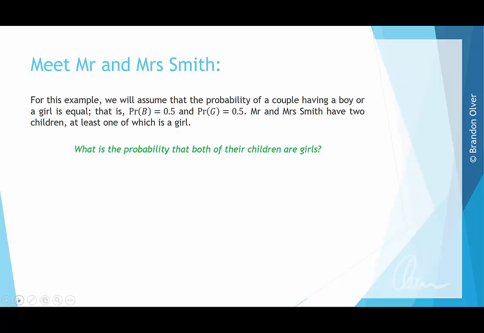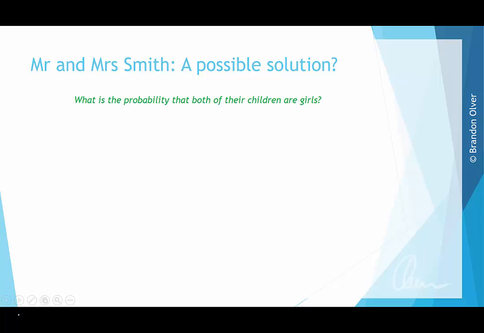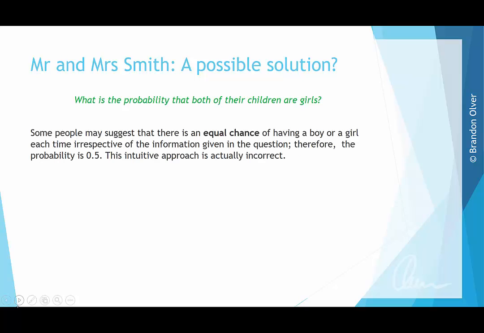So what we want to do is find out what is the probability that both of their children are girls. So take a moment and have a think about that. A possible solution that you might have thought of is that there is an equal chance of having a boy or a girl, irrespective of the information given in the question, therefore the probability is 0.5. This intuitive approach is actually incorrect.